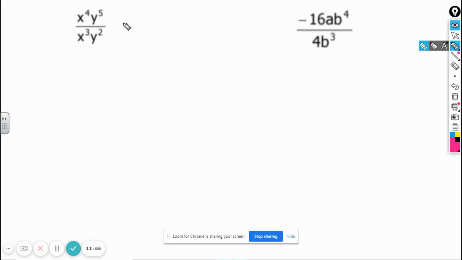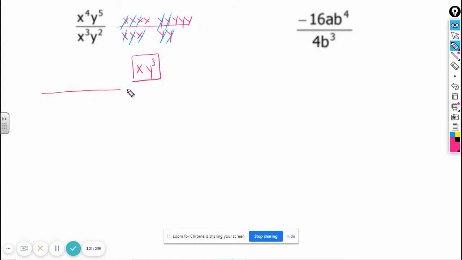Now, this is a good problem to do in the expansion method. 1, 2, 3, 4. 1, 2, 3, 4, 5. 1, 2, 3 down here, and 2 right there. And now I'm going to use a different color to cancel them out. So I cancel, cancel, cancel, cancel, cancel, cancel, cancel, cancel, cancel. What am I left with? I've got only one x up there and 3 y's. And that's my final answer.